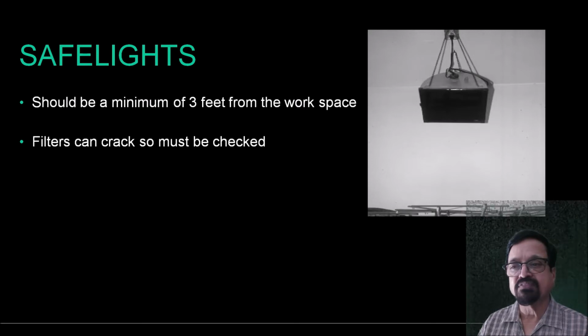Now here we have shown a safe light. We have shown the distance is more than 1 meter. Below you are seeing the hangers, and above is the safe light.